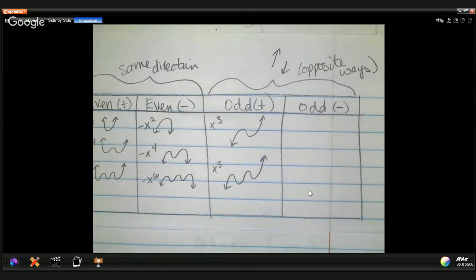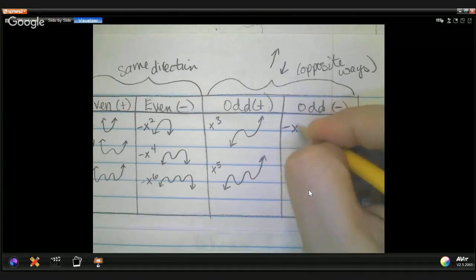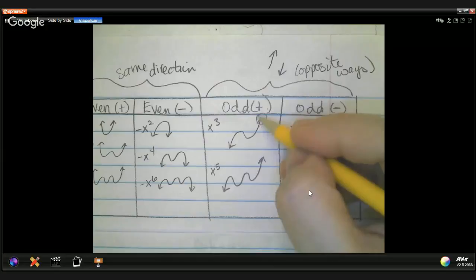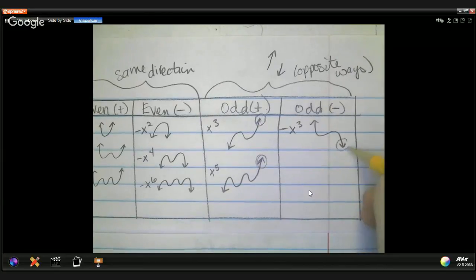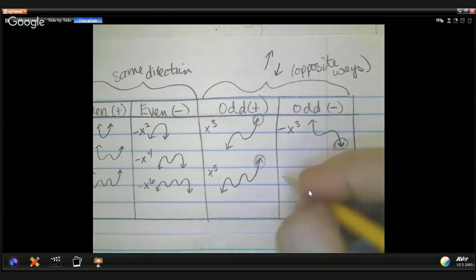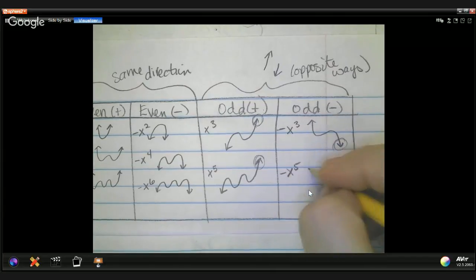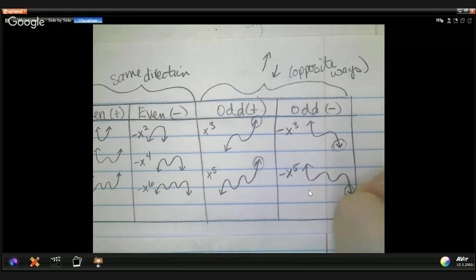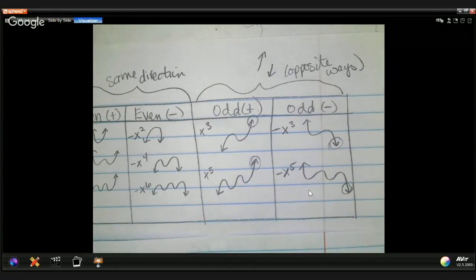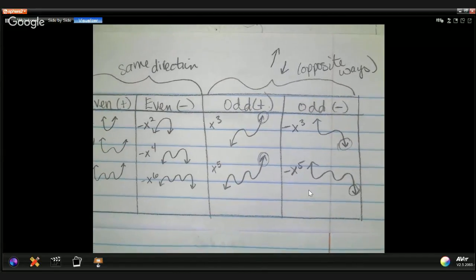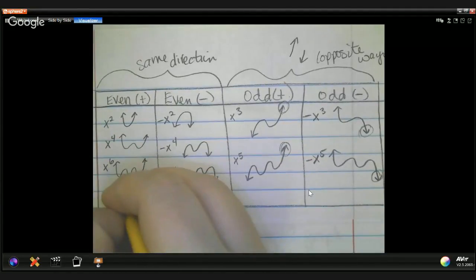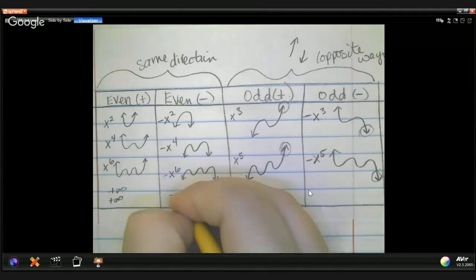If I have an odd function that's negative, it ends pointing down. Because this is what matters: it's where it ends that determines the positive or negative. And so negative x to the fifth, 1, 2, 3, 4, 5. It ends going down. So knowing this will help us draw rough sketches, and it'll also help you understand end behavior. For even functions, they're either both positive infinities or they're both negative infinities.